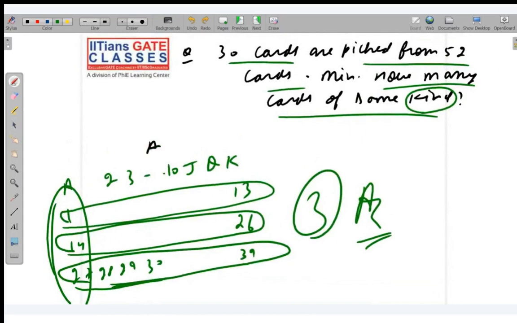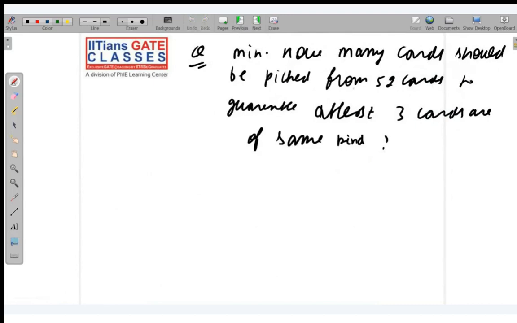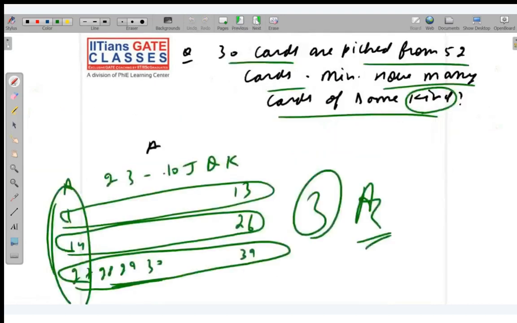Okay, and the previous one: minimum how many cards should be picked from 52 cards to guarantee at least 3 cards of the same kind? This is the same question only, no problem. Okay, please take a snapshot. I will jump to the next slide now. Done, sir.